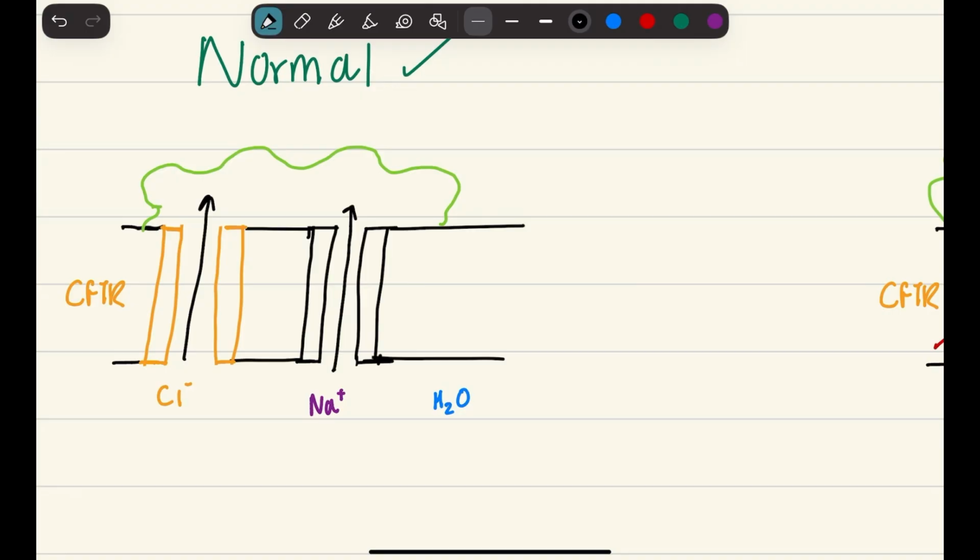Now, water. Think about it. If I've got salts or solutes here, I need water, or else my water potential is going to be too low. Too concentrated, we need water to balance it out. So we're going to put water there. It moves by osmosis into the mucus. We get this normal consistency.